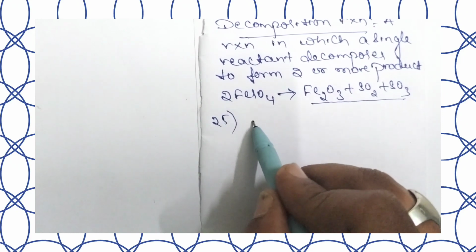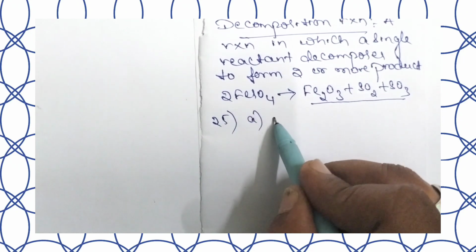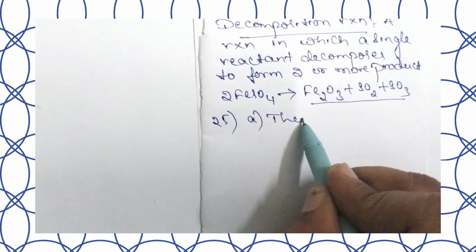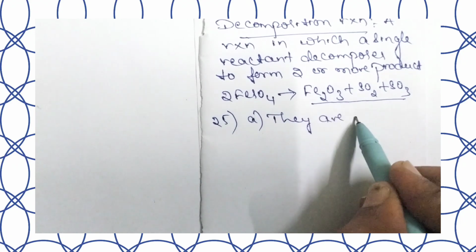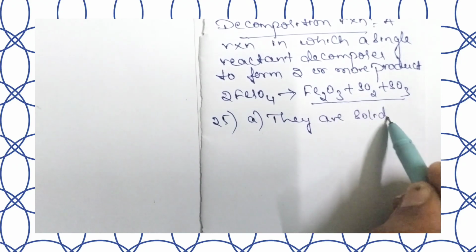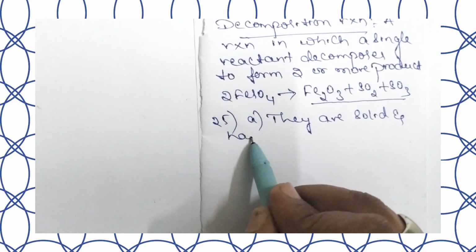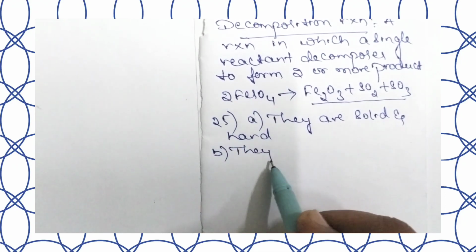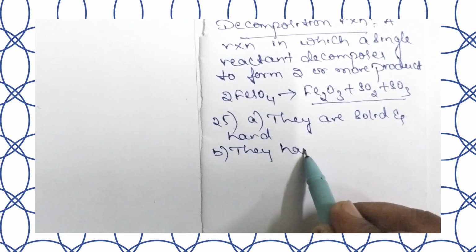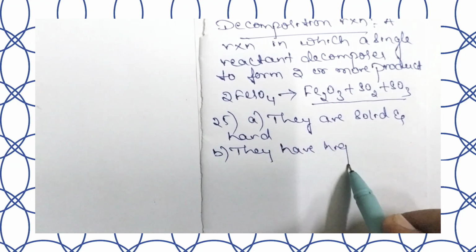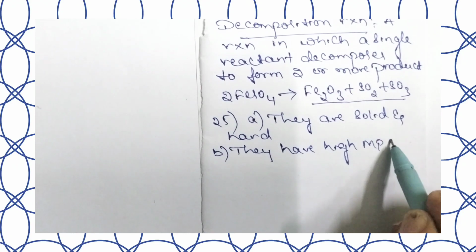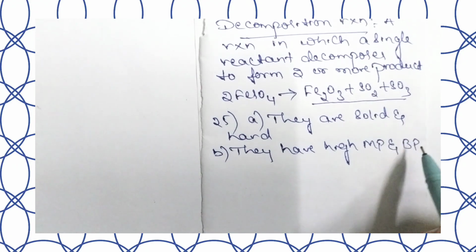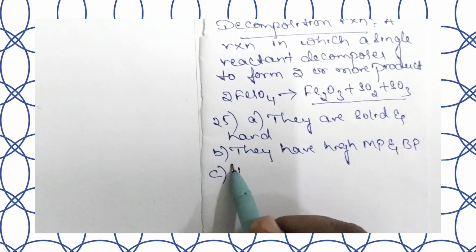25th, properties of ionic compounds. First one, they are solid and hard. Ionic compounds are solid and hard. Second one, they have high melting point and boiling point. They have high MP and BP.